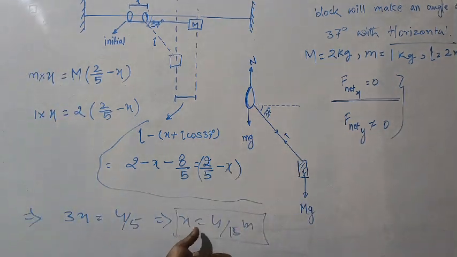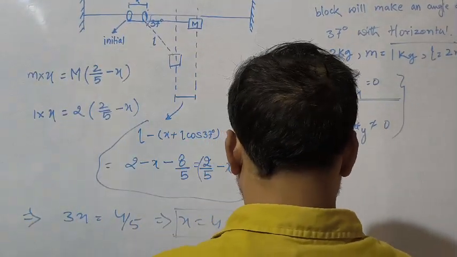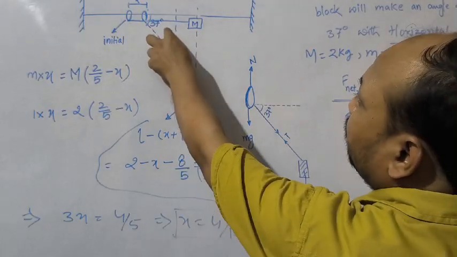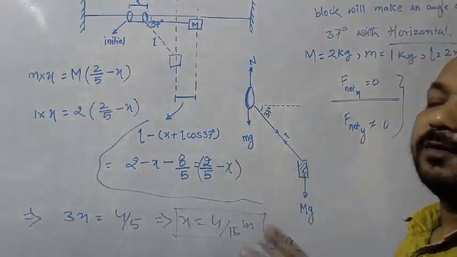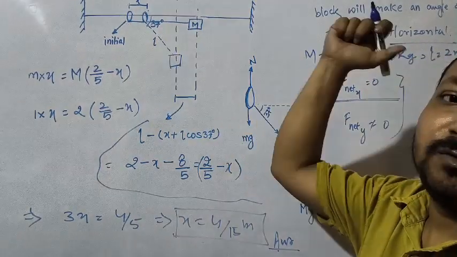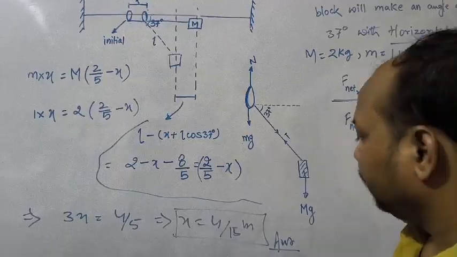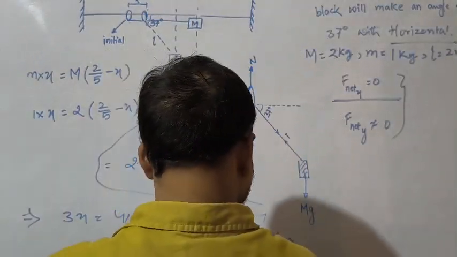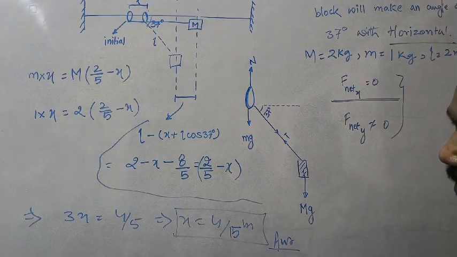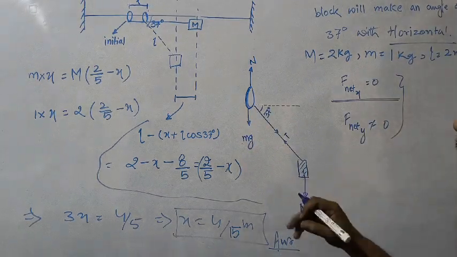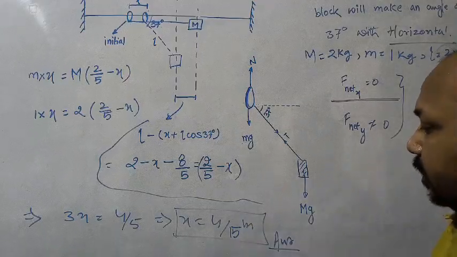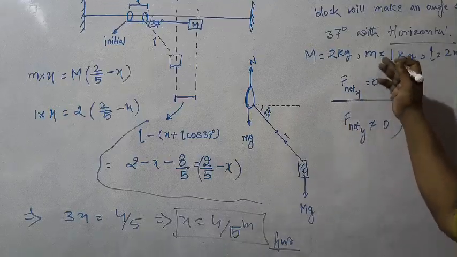forward direction. Okay, so this is the basic required answer. When the block will shift up to an angle of 37 degree, the bead will shift in the x direction, in the forward direction, for a distance of 4 by 15 meter. 15 it is. Okay, 4 by 15 meter. I think it is the correct answer. Just see the calculation. Okay, maybe a mistake can happen also, but I think I am right. Okay, so this is the first part of the question.